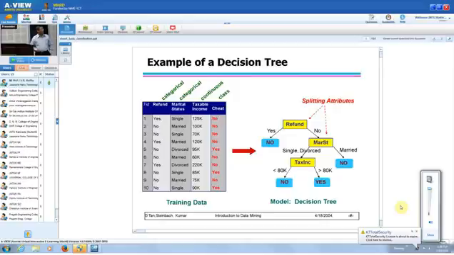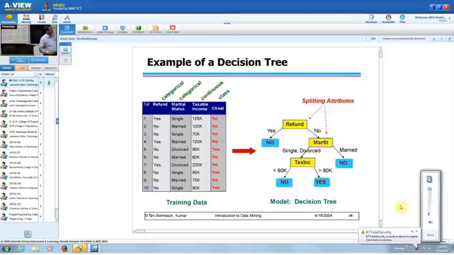And taxable income is 125, 170, 120 lakh. This is the taxable income. And whether you are a cheat or not is mentioned here. If you examine here, the majority are not cheats. There are 10 records taken for your training, out of which only 3 members are cheats.